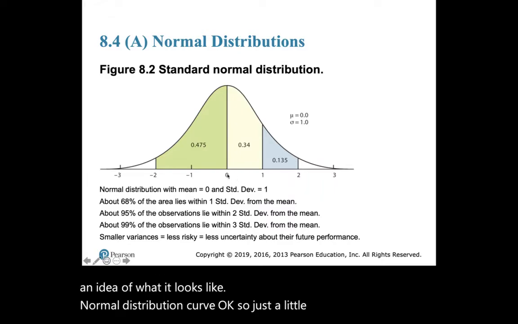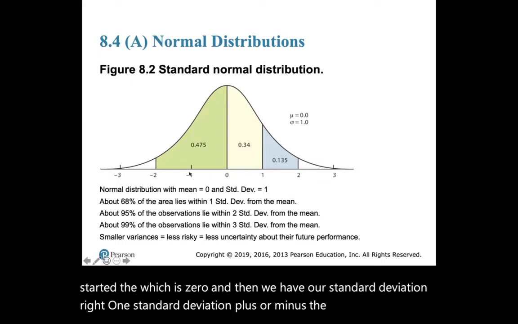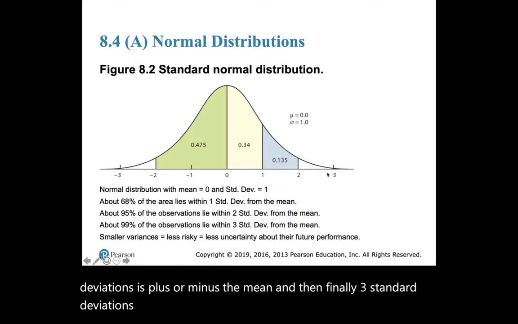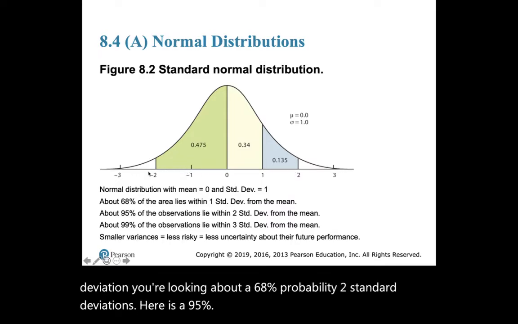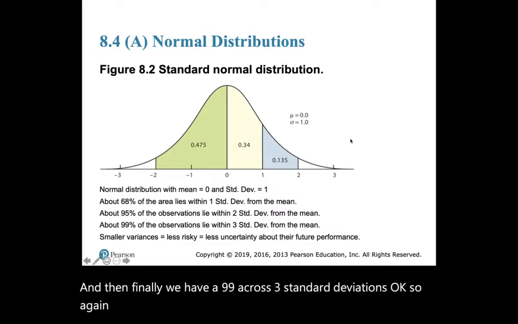Remember, we start at the mean, which is 0, and then we have our standard deviation, right? One standard deviation is plus or minus the mean. Two standard deviations is plus or minus the mean. And then finally, three standard deviations is plus or minus from the mean. So in one standard deviation, you're looking at about a 68% probability. Two standard deviations here is 95%. And then finally, we have 99% across three standard deviations. Okay. So again, really think of probability connected with our uncertainty, depending on where that lies.